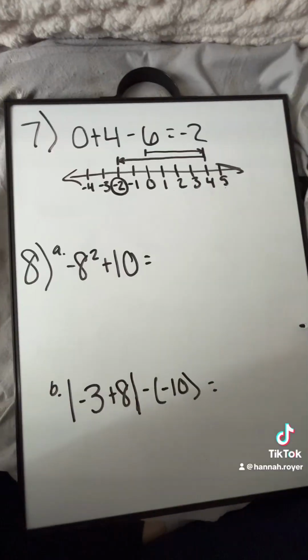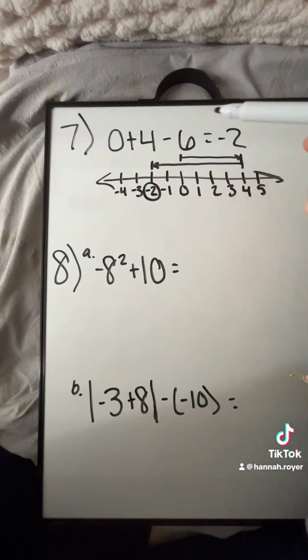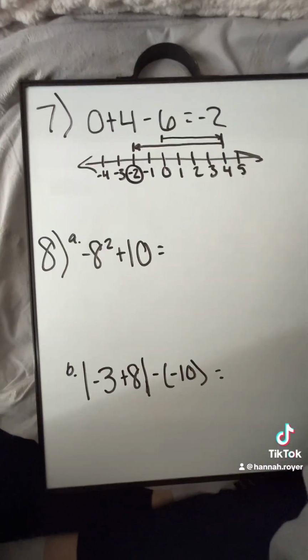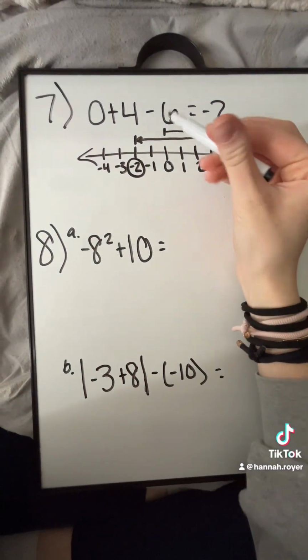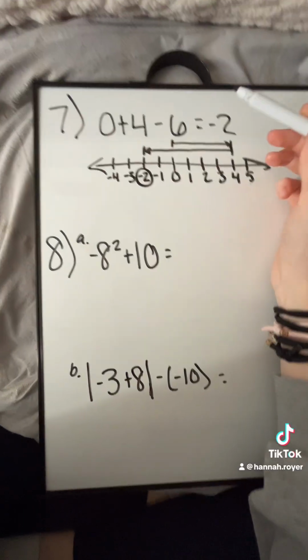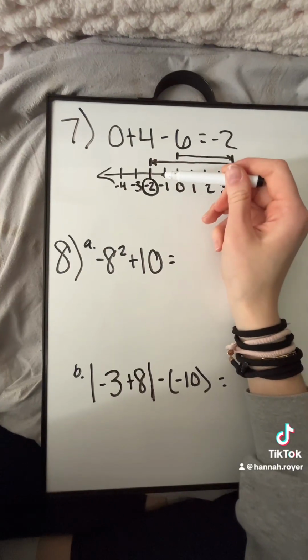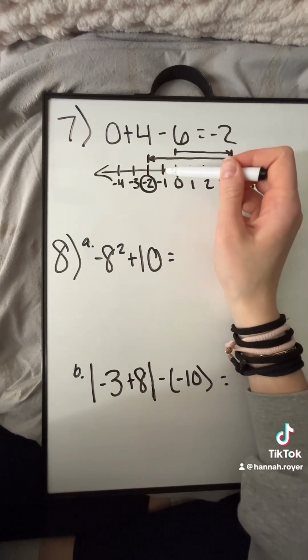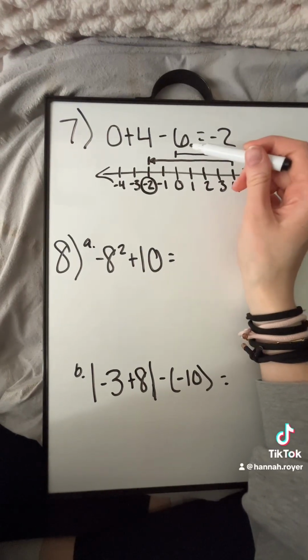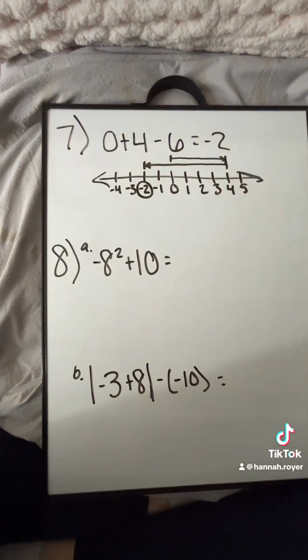For number 7, I said the equation was 0 plus 4 minus 6 equals -2. I said this because you're starting at 0, and then you're going to 4, so that's adding 4, and then you're going back, so you're subtracting 6 to get to -2, and then your answer is -2.